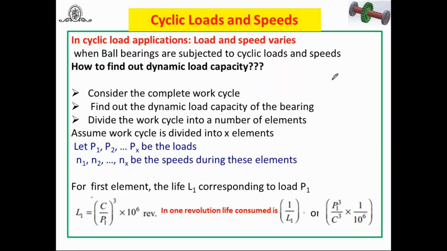Then for this cyclic or varying load, the speed may remain constant, or may vary. Suppose when the lift goes from first floor to second floor, 5 persons are inside the lift, and it rotates at some rpm. Again from second to third floor, 6 persons, the load is going to vary and the speed is also going to vary. In this way you can talk about that.